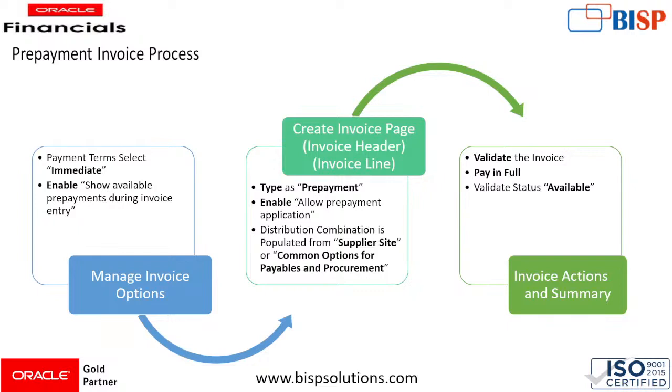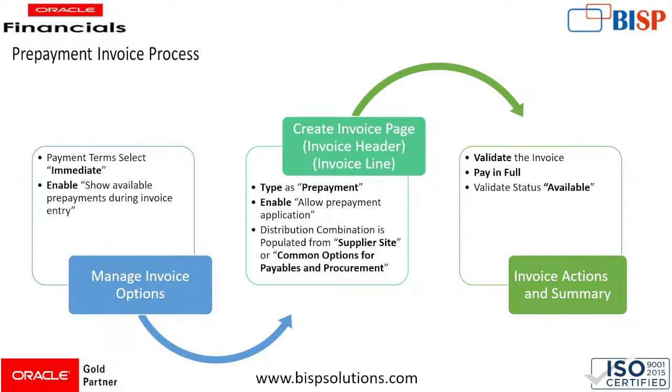This distribution combination is populated from the supplier side. First it will search the supplier side, and if it is not available there, then the common option for payables and procurement will pick the account combinations, the distribution combinations, right? And in the invoice actions, we will validate the invoice. It's a must. And pay in full.